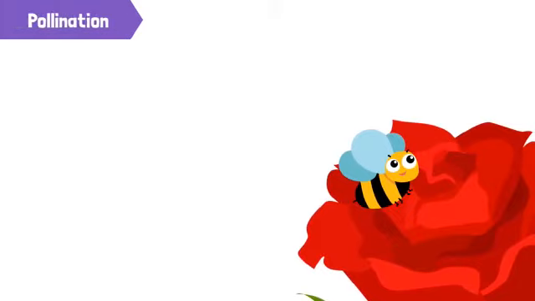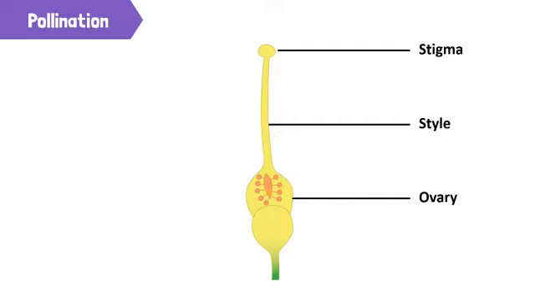As soon as the pollen falls on the stigma of a flower, it starts to travel through the style. The pollen grains form a pollen tube that leads them to the ovary. The pollen grain combines with the ovule inside the ovary and forms a seed. This process is called fertilization.